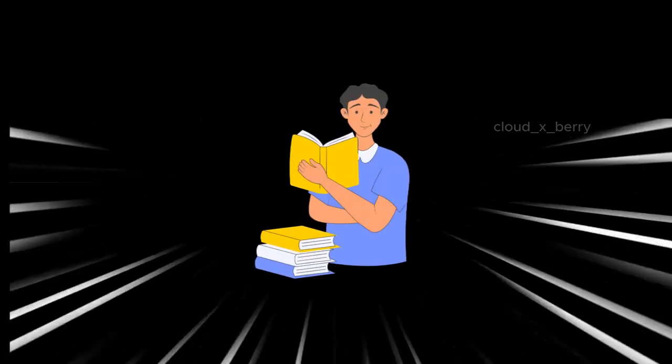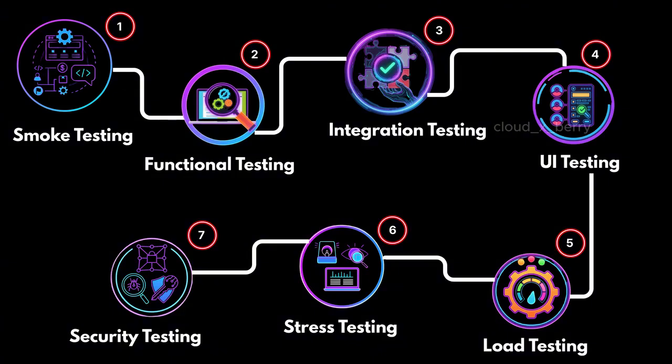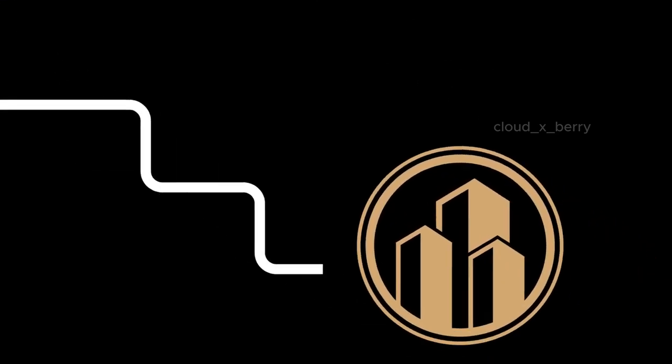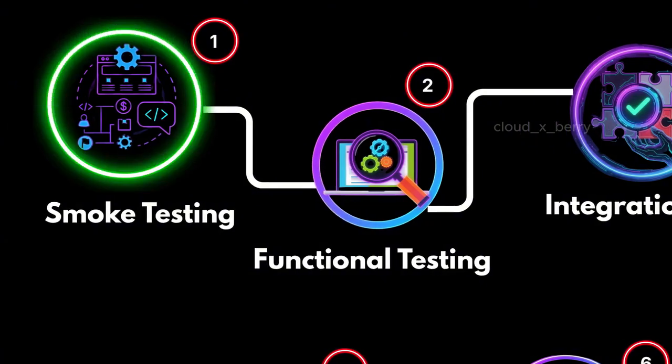So instead of looking at testing as definitions, let's walk through how testing actually happens in a real system, step by step, from the moment code is deployed all the way to making sure it survives real-world conditions. It all starts with something very simple, smoke testing.